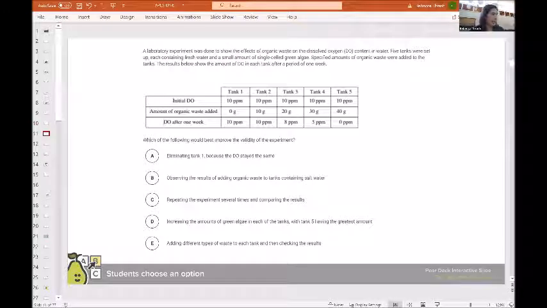Okay, same chart, new question. So here, which of the following would best improve the validity of the experiment? So this is one of those science practices questions.